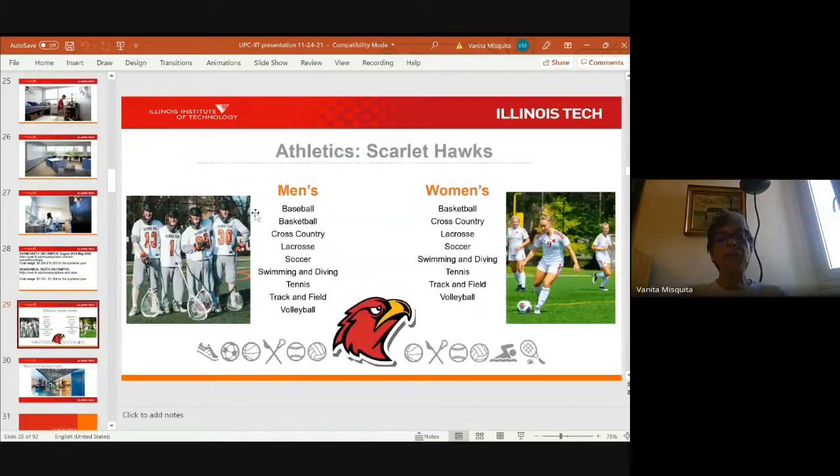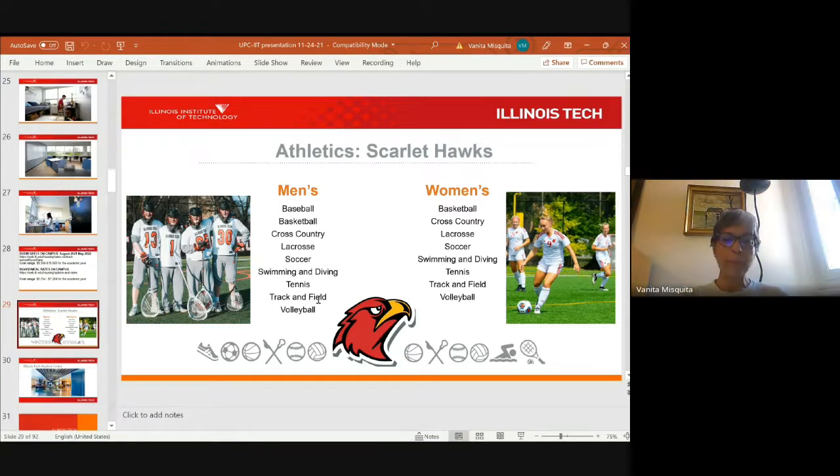In terms of other activities, we do have athletics. However, we are not considered to be a sports school. That means we do not play nationally competitively. So there are no sports scholarships. Every US university has a mascot. Our mascot is a scarlet hawk.